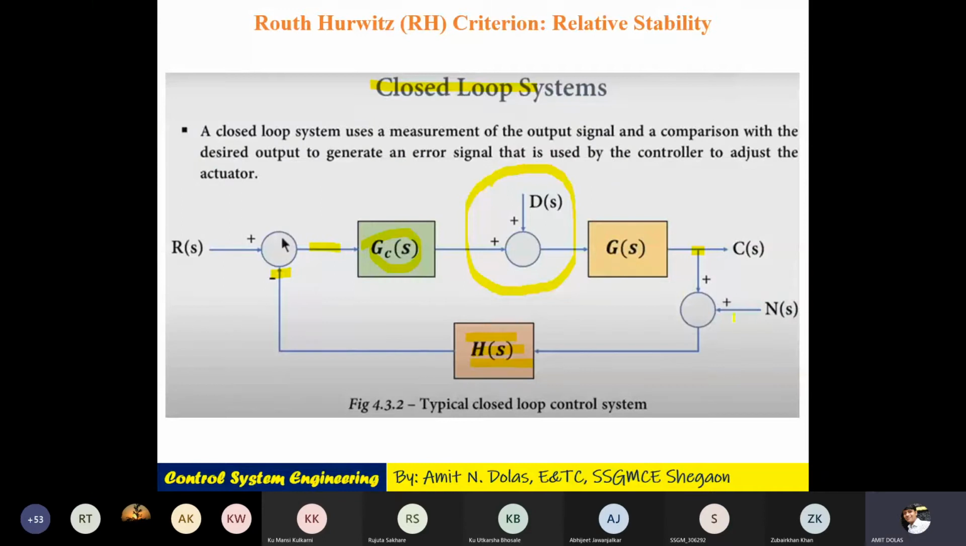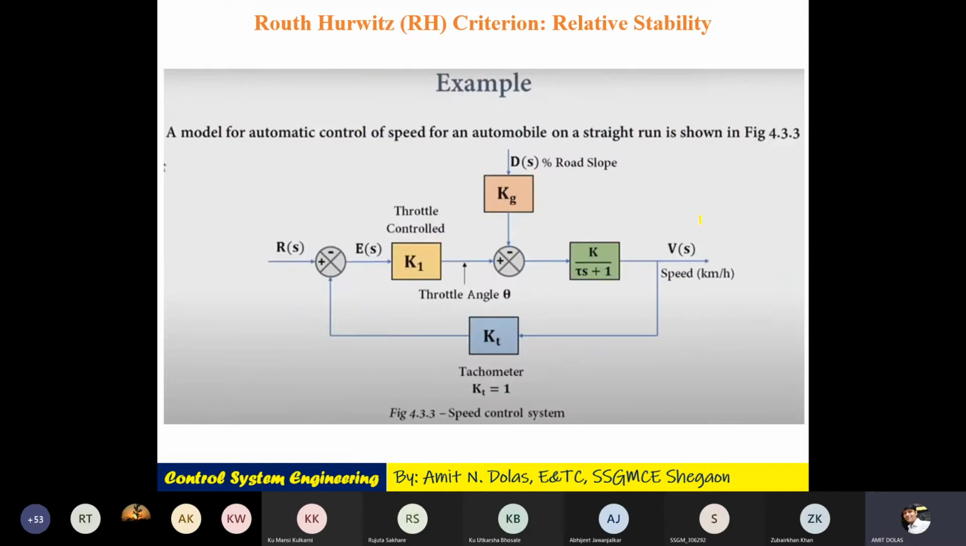Now here, NS is the noise, so that can be also considered. A closed loop system uses measurement of output signal and comparison with the desired output to generate an error signal that is used by the controller. This controller adjusts the actuator, and the output will be controlled to whatever is the set value. If we are talking about air conditioner, it will adjust the ambient temperature to the set value.